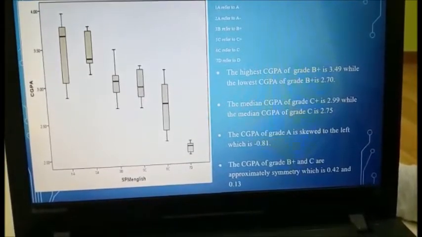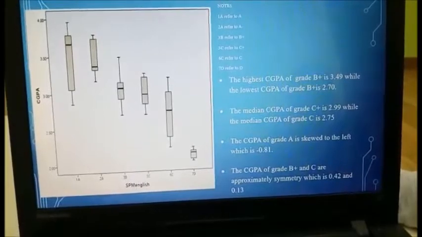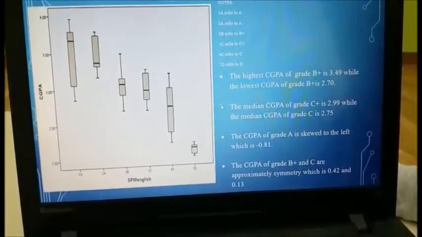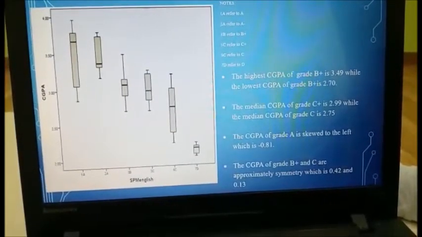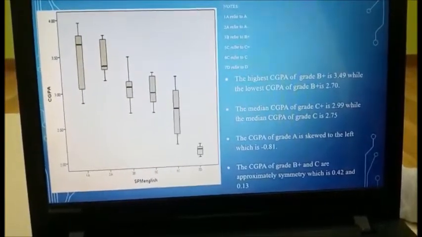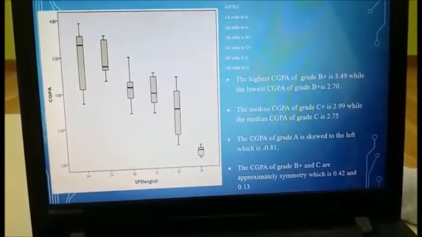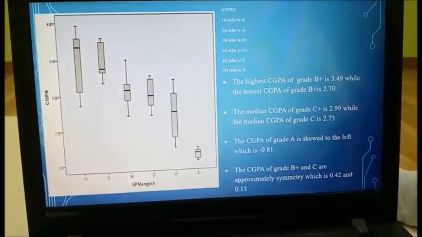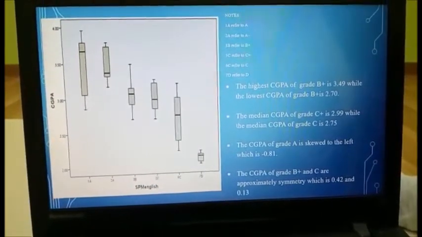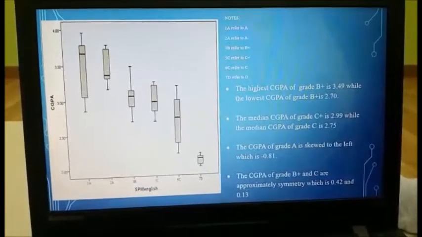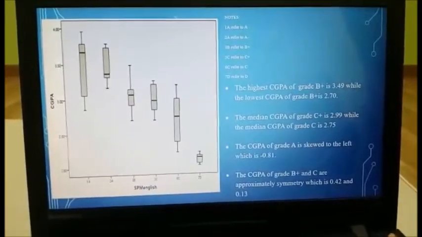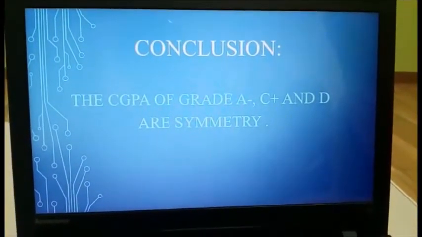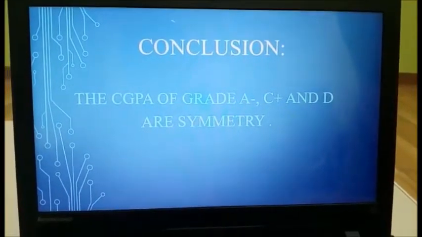The median CGPA of grade C plus is 2.99, while the median CGPA of grade C is 2.75. The CGPA of grade A is skewed to the left, which is negative 0.81. The CGPA of grade B plus and C are approximately symmetric, which is 0.42 and 0.13. Conclusion: the CGPA of grade C, A minus, C plus and D are symmetric.